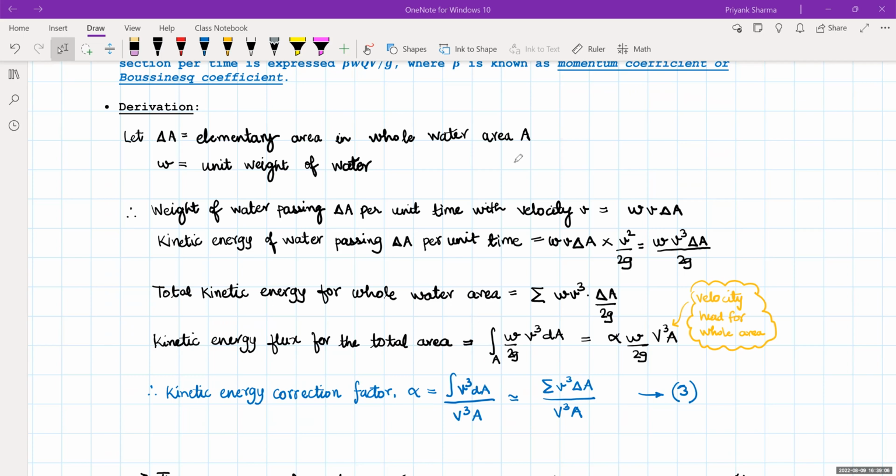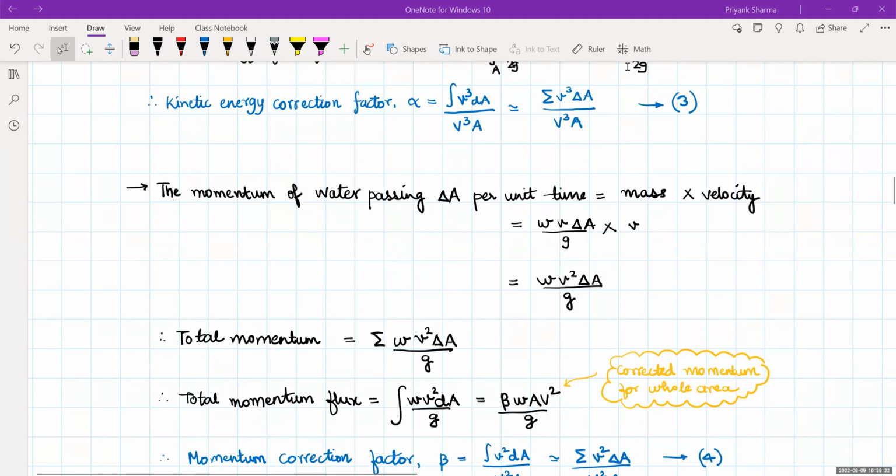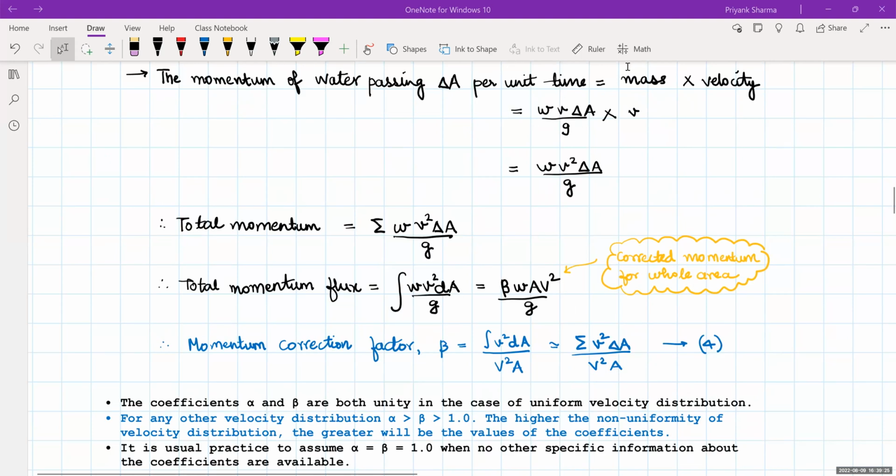Now similarly, we can also derive the momentum correction factor. The momentum of water which passes through delta A per unit time is given as mass into velocity. Since the velocity is non-uniform, the momentum is also non-uniform. The mass is W V delta A by g, as discussed previously, into V, which is the velocity. So it becomes W V square delta A by g. So it is dependent on the second power of velocity.